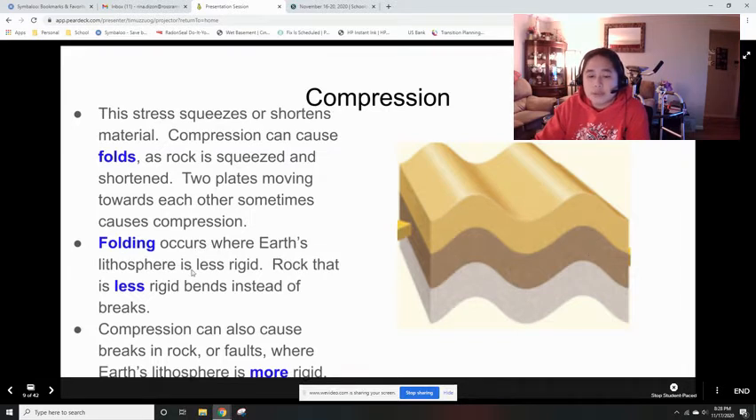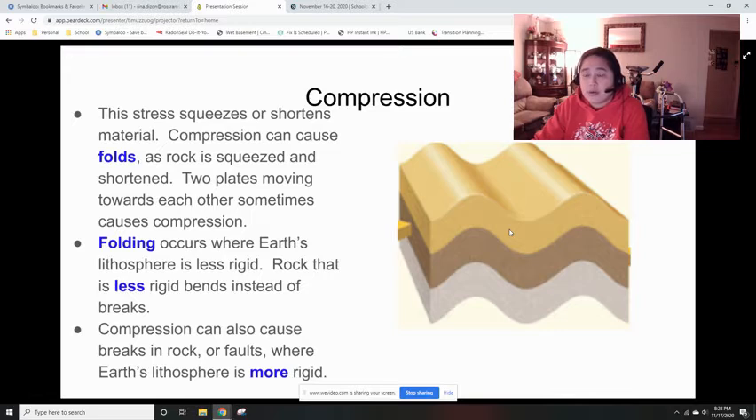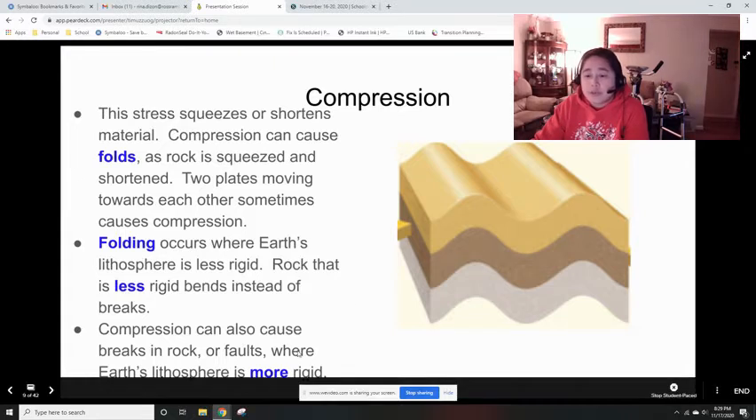Folding occurs where Earth's lithosphere is less rigid, meaning less thick, more flexible, and rock that is less rigid bends instead of breaking. So compression can cause breaks in rocks, or faults, where Earth's lithosphere is more rigid. So if it's really, really thick or breakable, then instead of folding, it's actually going to cause cracks when you have compression. A lot of times this happens in basement walls. You'll get compression in those areas because your walls of your building or of your house are pushing up against the rocks and soil. So your walls are very rigid, therefore it's going to create cracks in the walls.